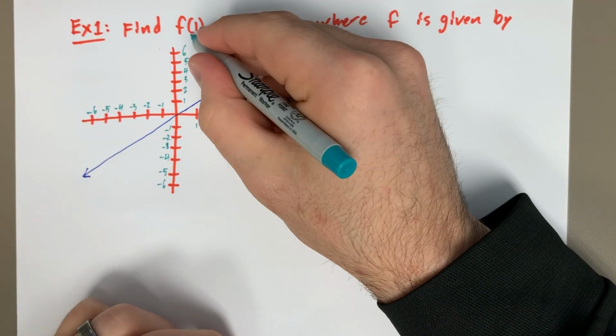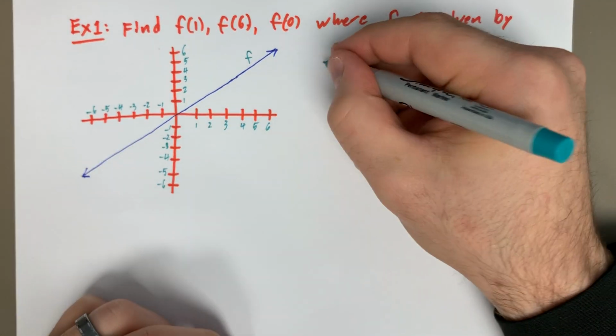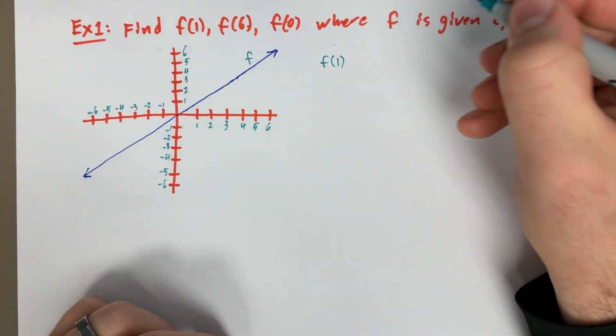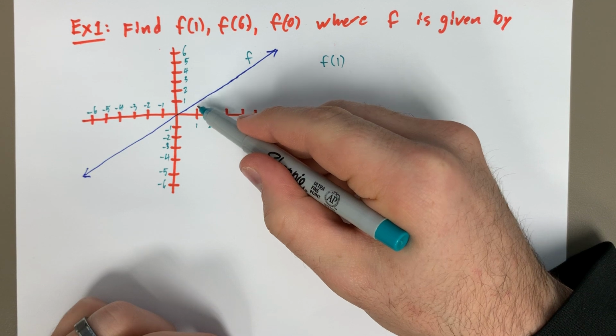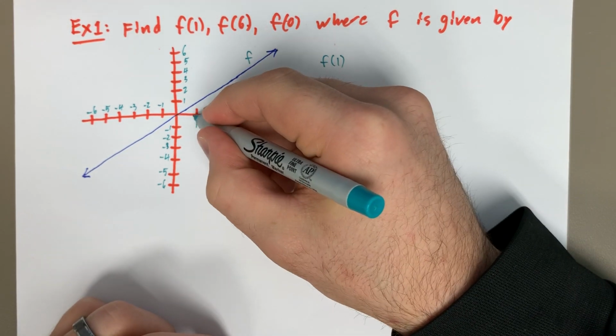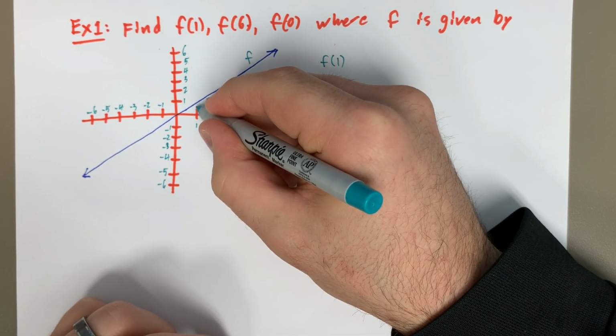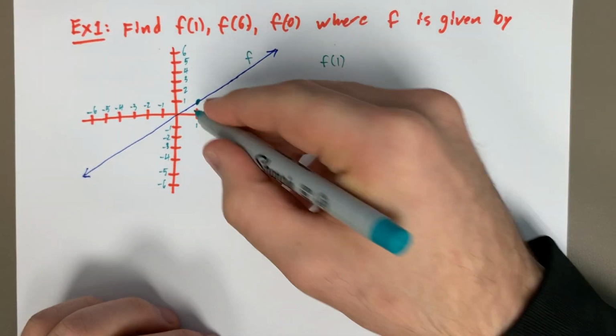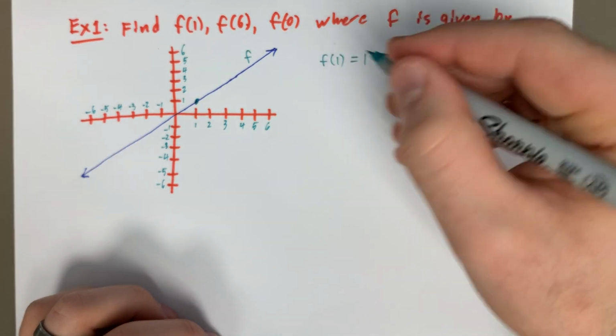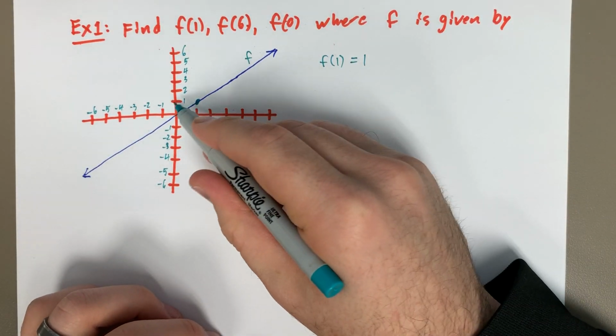Okay, so the first thing we're asked to do here is find f of 1, which is: what is the y value when I plug in x is equal to 1? So if I look here on my graph, I go from 1 as my x value, see where I hit the graph. What is the height of that point? Roughly, it is 1. So y is equal to 1 when x is equal to 1.